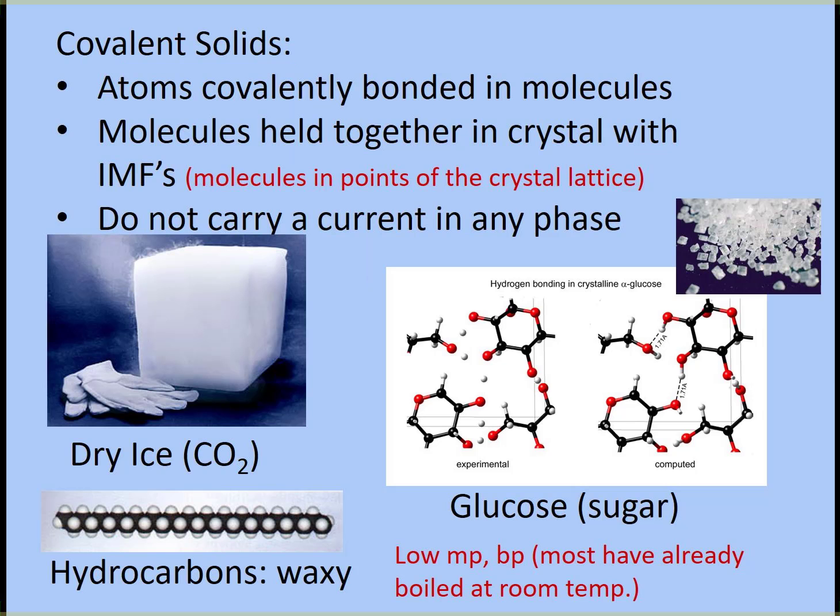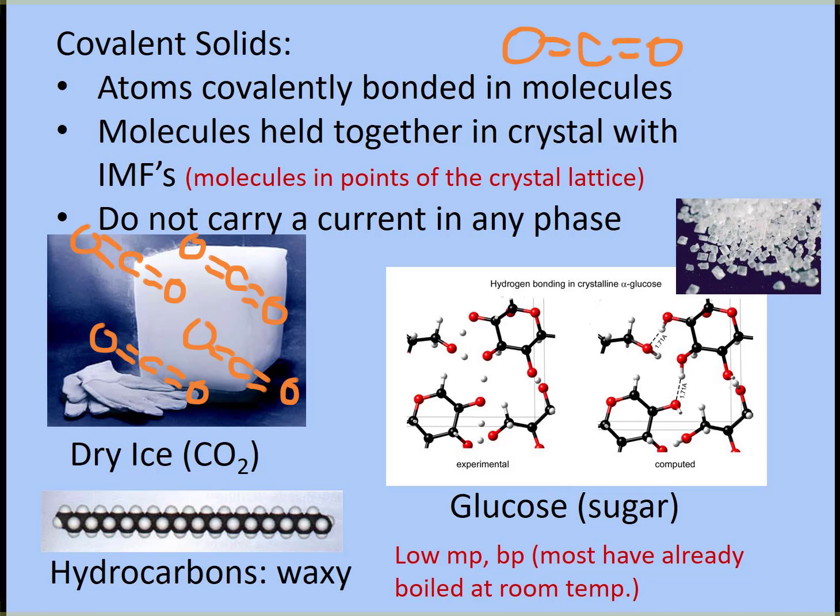Let's look at covalent solids. In a covalent solid, the atoms are covalently bonded within the molecule. For example, I might have carbon dioxide. It looks like this, with covalent bonds between the oxygens and the carbon. And when you put this carbon dioxide as a solid, here's my dry ice, you are going to get these molecules at the points of the crystal. So it is a crystalline solid, but you have molecules at each of the points.